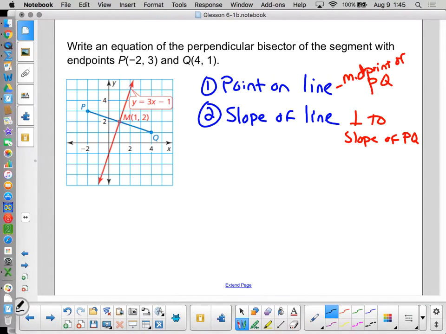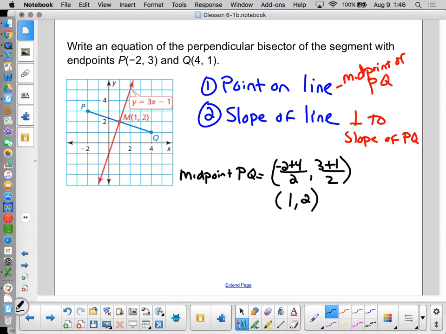The midpoint of PQ, again, P is at (-2, 3), and Q is at (4, 1). So the midpoint of PQ would be at (-2 + 4)/2, (3 + 1)/2. So -2 plus 4 is 2, 2 over 2 is 1, 3 plus 1 is 4, 4 over 2 is 2. So the midpoint is at (1, 2). And we see that right here.